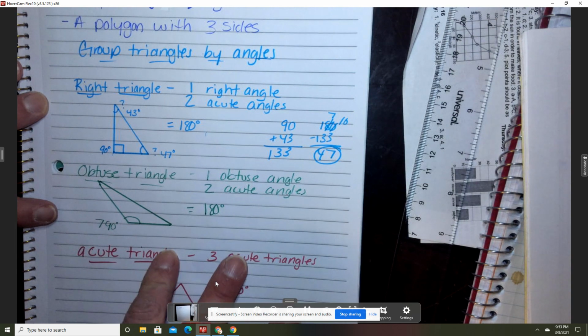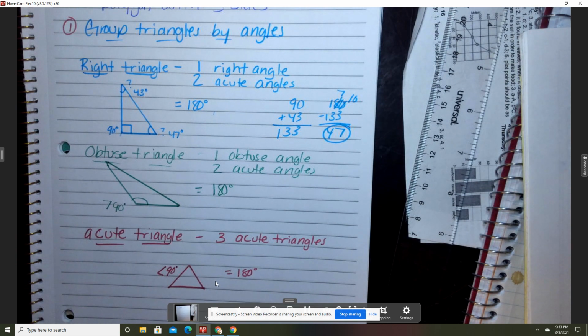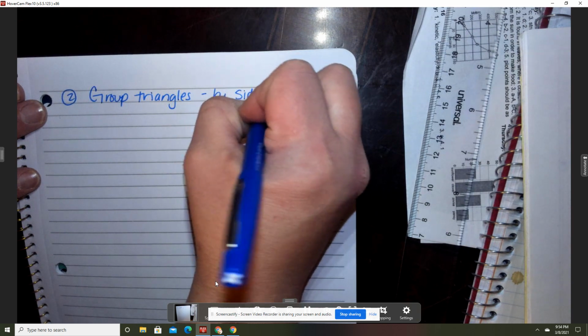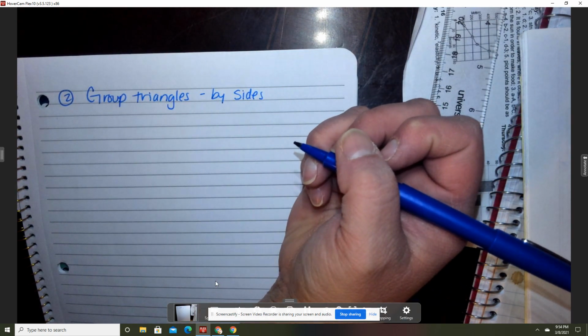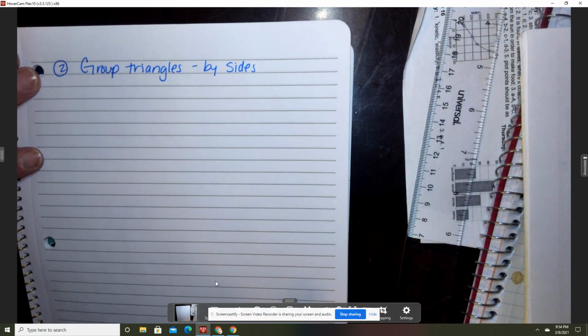So this is the first way to group them, by the angles inside, right? Obtuse, acute. And I know you guys have already seen this, but I just wanted you to have notes. All right, so let's talk about the second way to group triangles, and this is by sides. So all triangles are going to have 2 groupings, 2 classifications, okay? And usually you have to find both, but sometimes you don't.